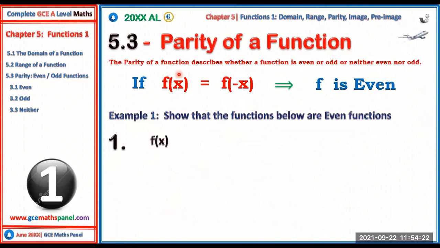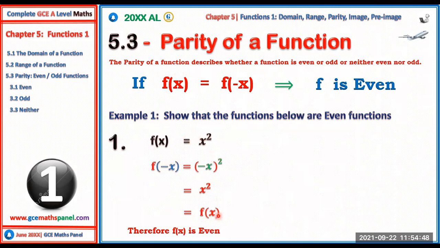So the first function, we have f of x equals x squared. To show that this function is even, we look for f of minus x. F of minus x will be equal to minus x all squared, and this will give us x squared, which is equal to f of x, because f of x is x squared. Since f of x is equal to f of minus x, we say this function is an even function, as required.